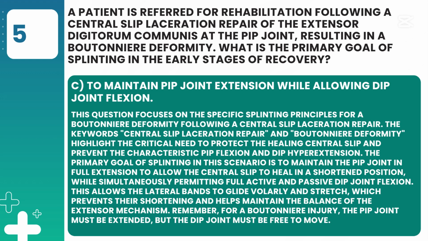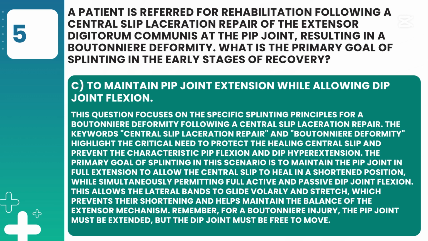Answer: C. To maintain PIP joint extension while allowing DIP joint flexion. This question focuses on the specific splinting principles for a boutonniere deformity following a central slip laceration repair. The keywords central slip laceration repair and boutonniere deformity highlight the critical need to protect the healing central slip and prevent the characteristic PIP flexion and DIP hyperextension.